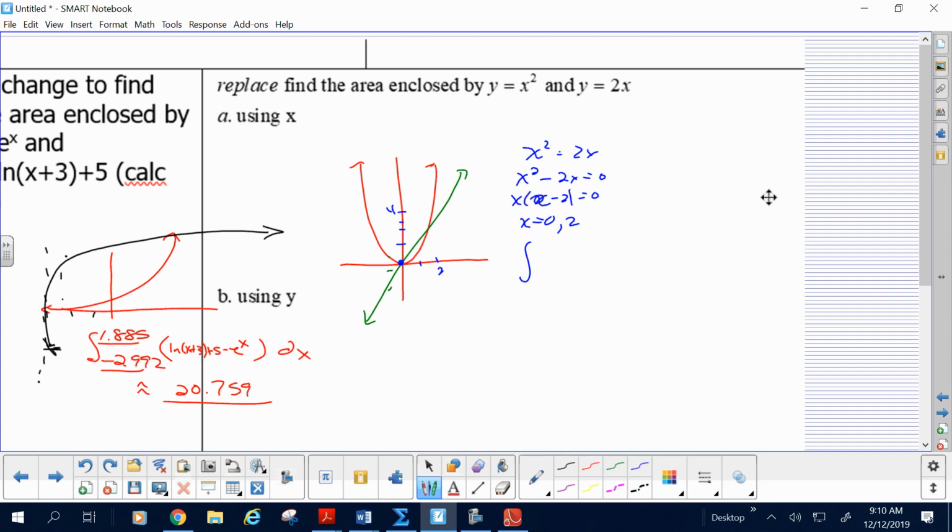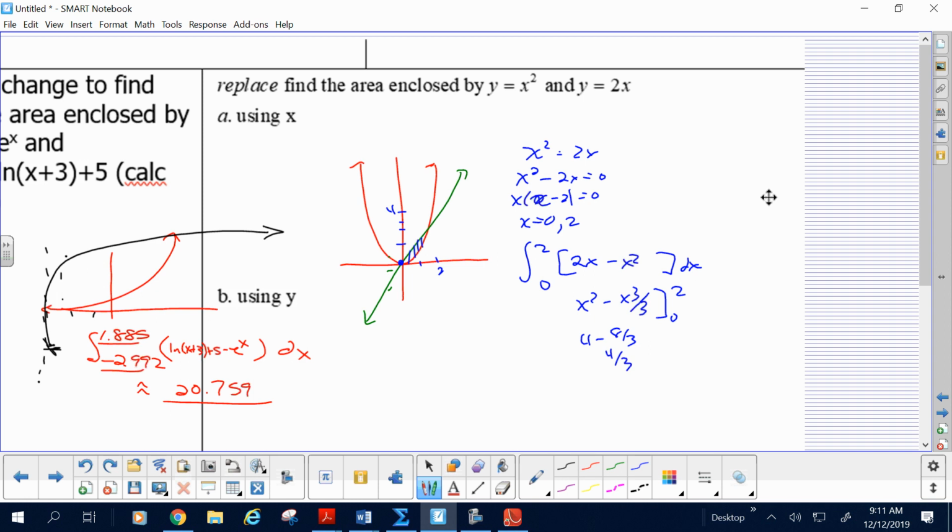But at any rate, if I use x, don't my rectangles go this way? So I'm going to go 0 to 2 on the bounds, left to right, dx for the base of each of those really good slices. And the height is a vertical distance, upper minus lower. So the upper is 2x. You should not use a calculator here. x squared minus x cubed over 3 from 0 to 2. That's 4 minus 8 thirds. Did you get 4 thirds?